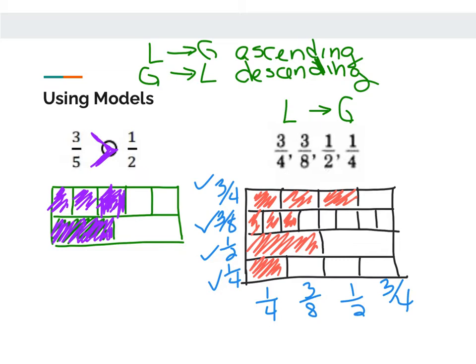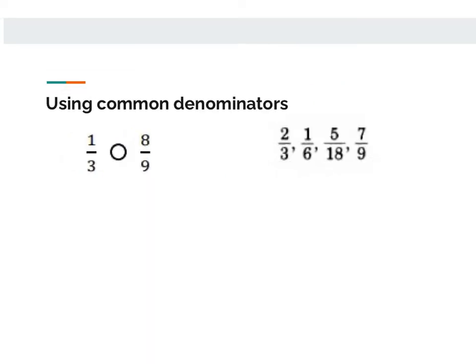So I'm going to show you another strategy on how to order them. But if you could use models and you're able to draw them as close as possible to the same size for each section, then you should be able to use this strategy. So here, what we're using is common denominator.